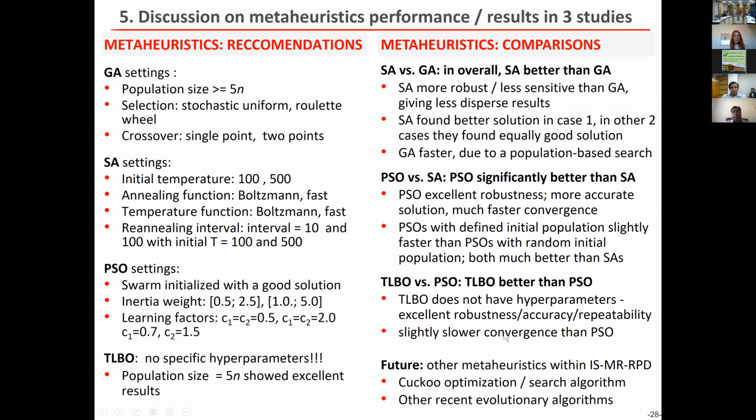Okay, so regarding meta-heuristic performance, here I draw some guidelines on the hyperparameter settings for genetic algorithms, simulated annealing, and particle swarm optimization. For TLBO, fortunately, there are no hyperparameters. And TLBO really showed excellent repeatability in these studies. I worked with the population size 5n, where n is the number of design variables, and it showed excellent results. So even the population size is not very high.